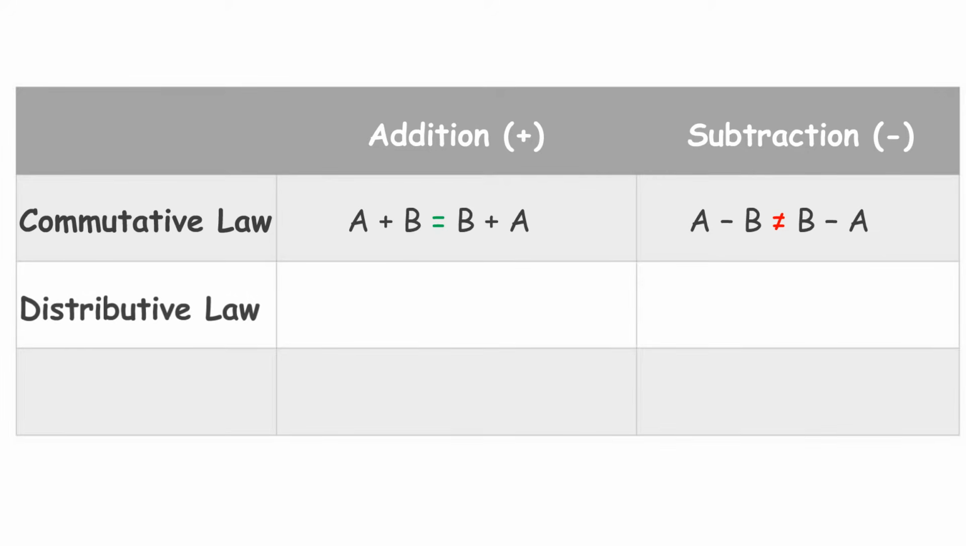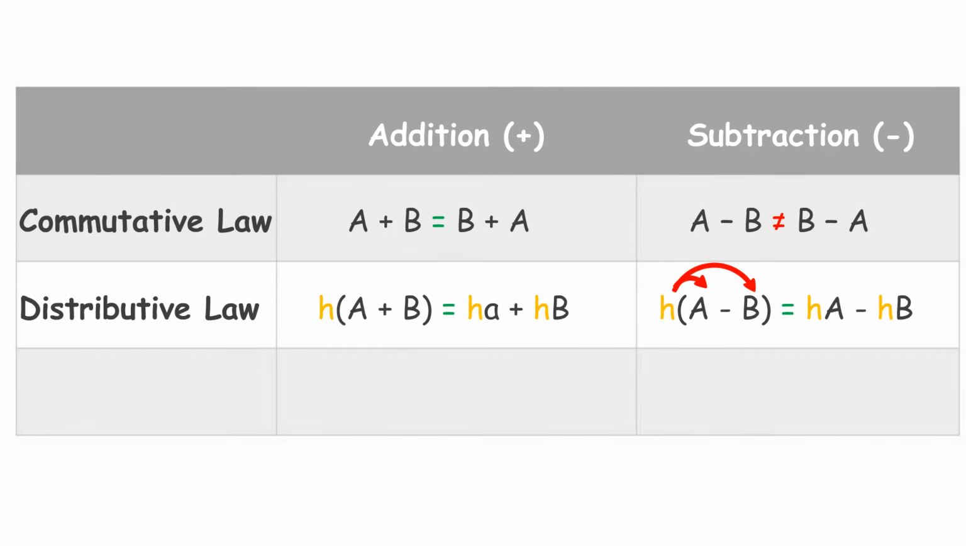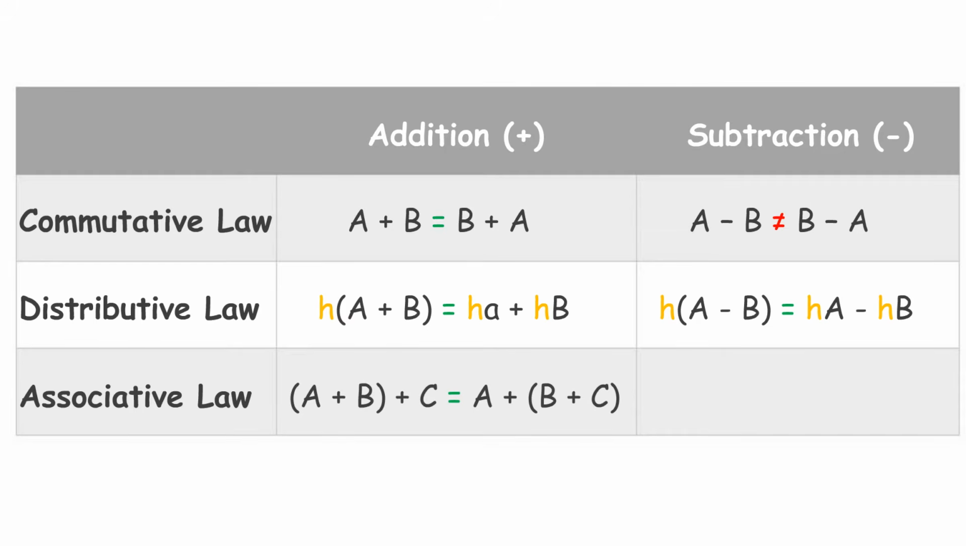Addition and subtraction of matrices obey the distributive law. H times (A plus B) equals HA plus HB. H times (A minus B) equals HA minus HB. Addition of matrices obeys the associative law: (A plus B) plus C equals A plus (B plus C). But subtraction of matrices does not obey the associative law: (A minus B) minus C does not equal A minus (B minus C).